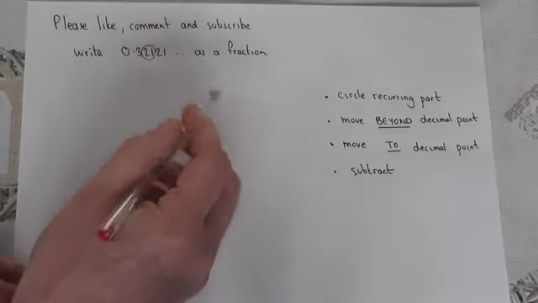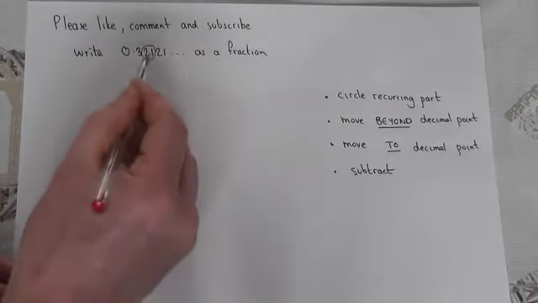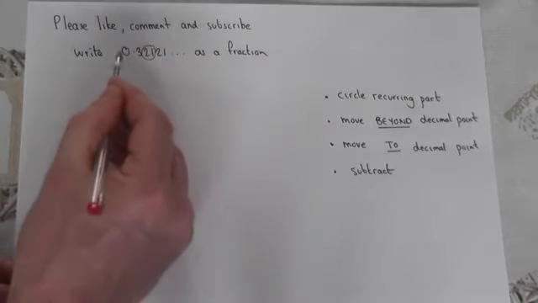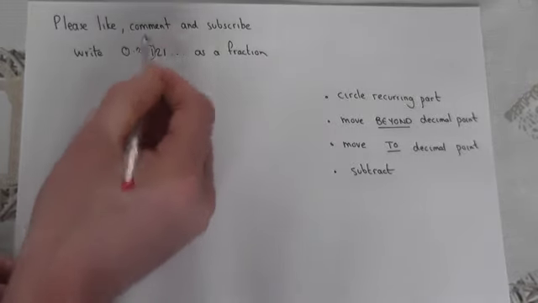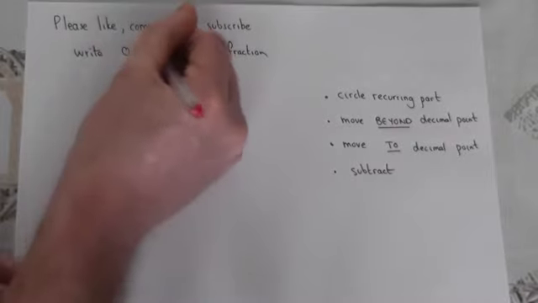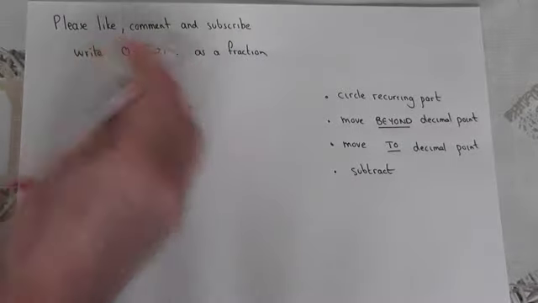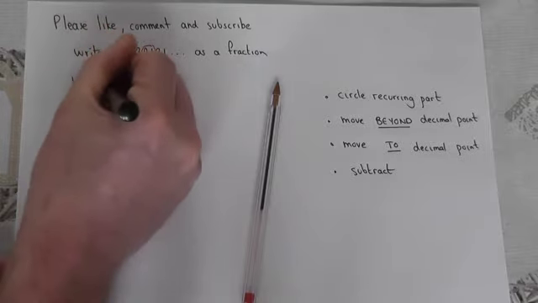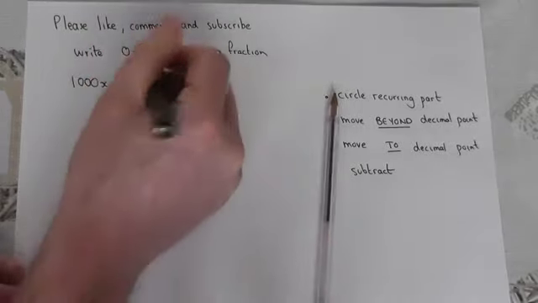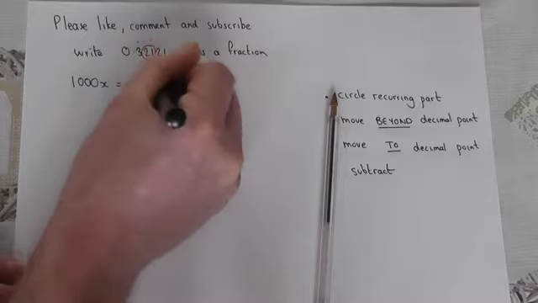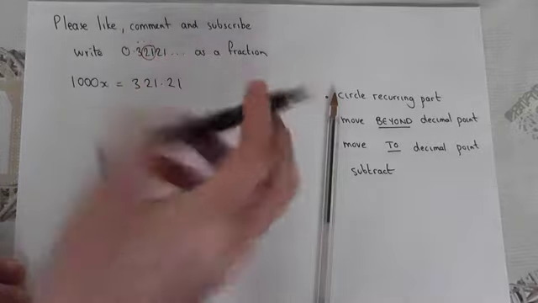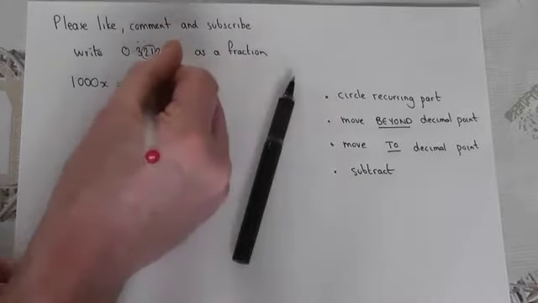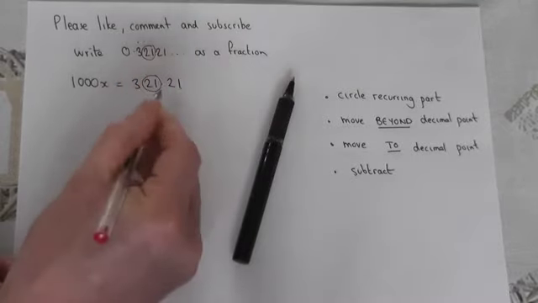Now, first of all, we try to move the whole circle beyond the decimal point. So I want to move this 1, 2, 3 places. So if I do 1,000 lots of x, my number, it becomes 321.21. It's moved 3 places and the circle part is moved beyond the point.